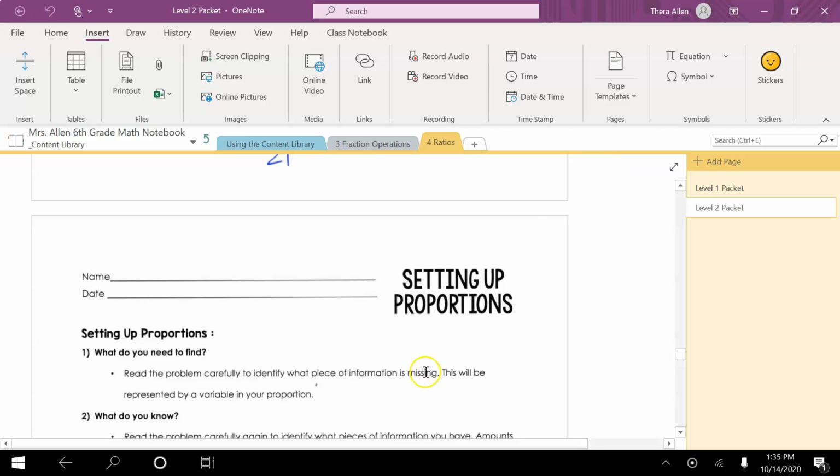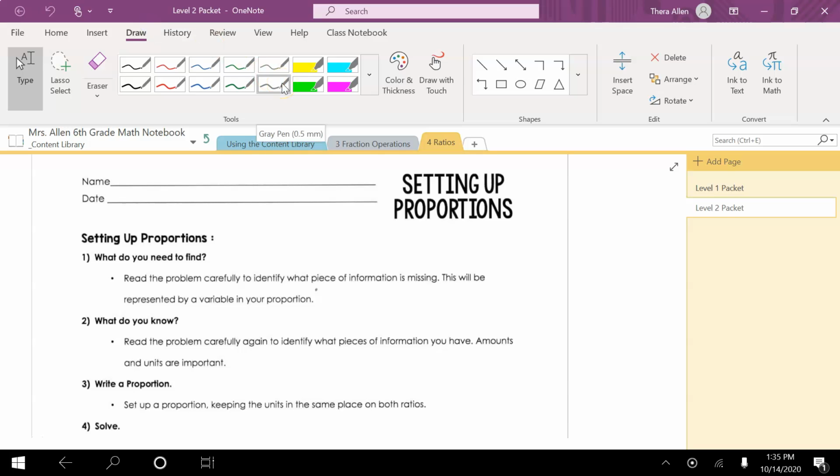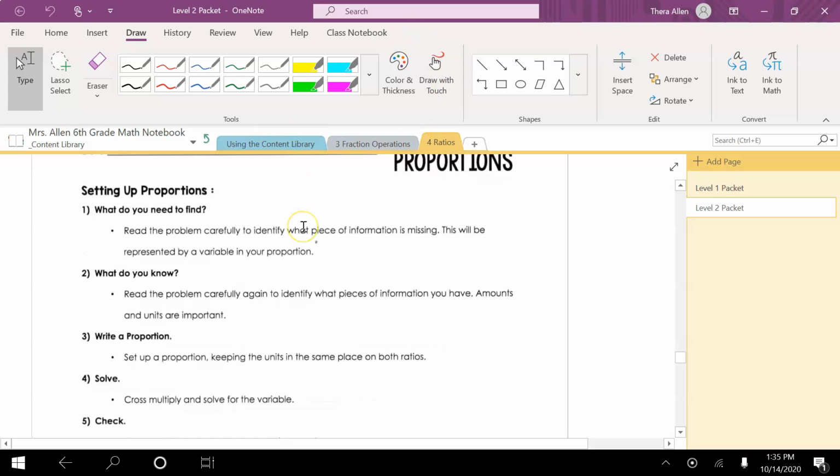Okay, so let's talk about setting up proportions. We have solved proportions that have already been set up, but now we're going to talk about reading a word problem and determining how to set up a proportion, and it's actually really simple. I suggest getting out a highlighter so you can highlight some of these important words. You could also use your pencil to underline if you need to.